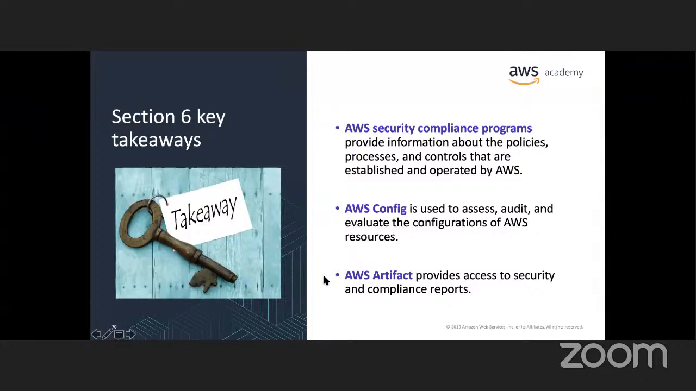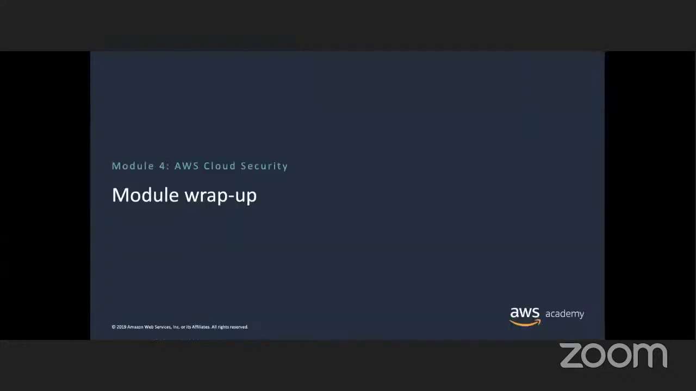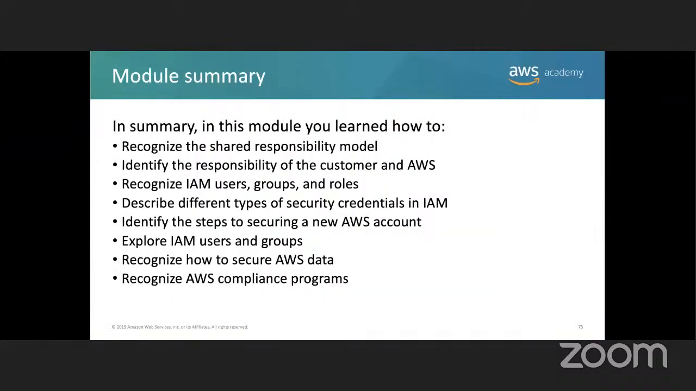Session key takeaways: AWS security compliance programs provide information about the policies, processes, and controls that are established and operated by AWS. AWS Config is used to access, audit, and evaluate the configurations of AWS resources. AWS Artifact provides access to security and compliance reports. The module wrap-up. In summary, in this module, you learned how to recognize the shared responsibility model, identify responsibility of the customer and AWS, recognize IAM users, groups, and roles, describe different types of security credentials in IAM, identify the steps to securing a new AWS account, explore IAM users and groups, recognize how to secure AWS data, and recognize AWS compliance programs.